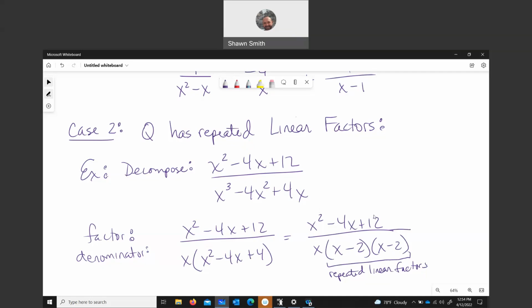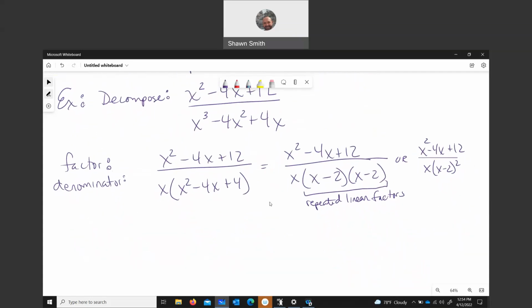All right, so take note of how many factors we have there. 3, right? I can write two of them as x minus 2 all squared if you want to do it that way. Still, in this case, you need to recognize that that is 3 factors: 2 factors of x minus 2 and one more factor of x. They're linear, so on top, their numerators will be constants, okay?